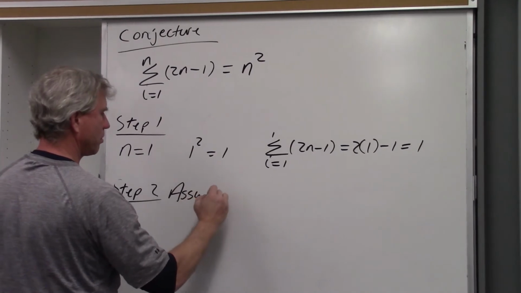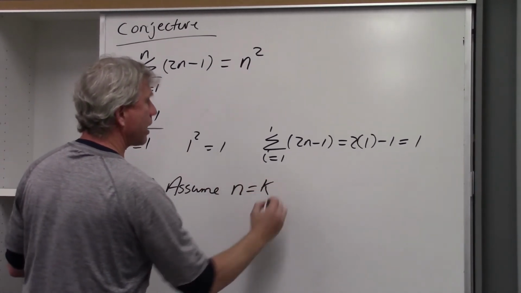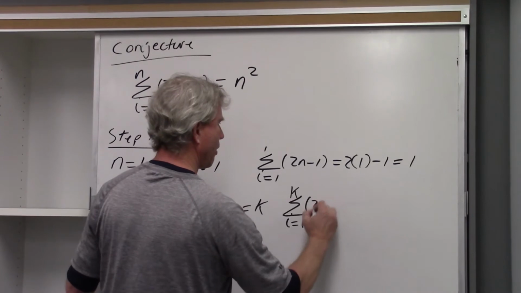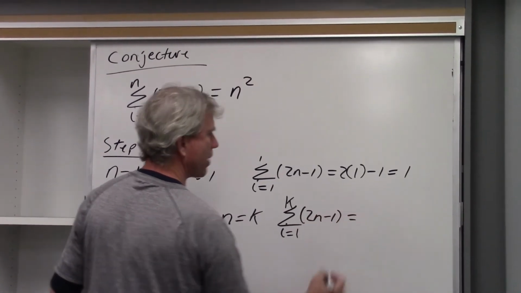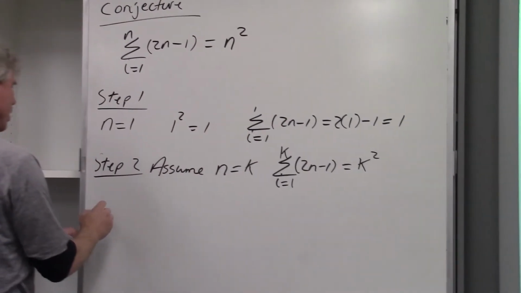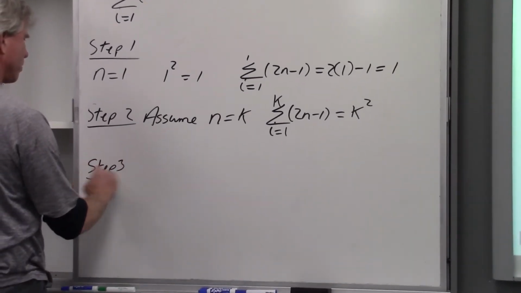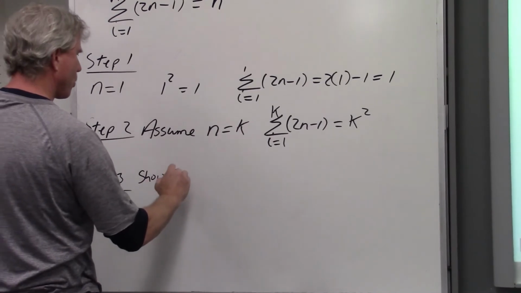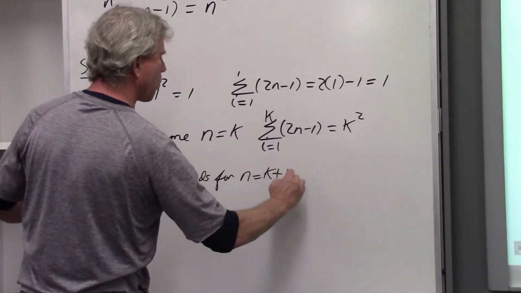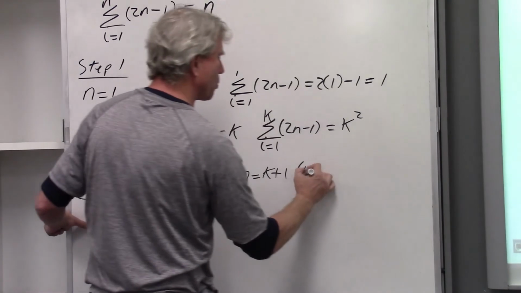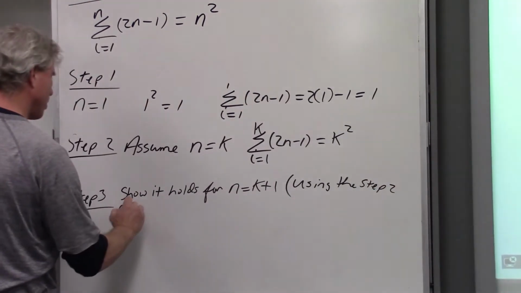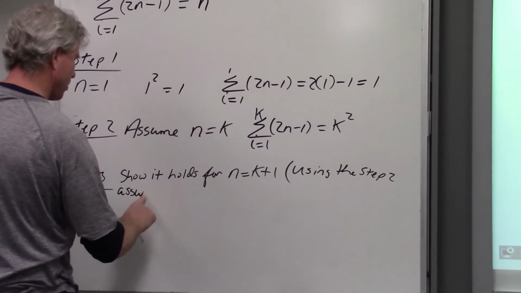assume for n equals k that the sum from i equals 1 to k of 2n minus 1, assume that this is going to equal, use the formula, k squared. And then step 3, show it holds for n equals k plus 1 using your assumption in step 2. Using the step 2 assumption. Except you need to spell assumption right.